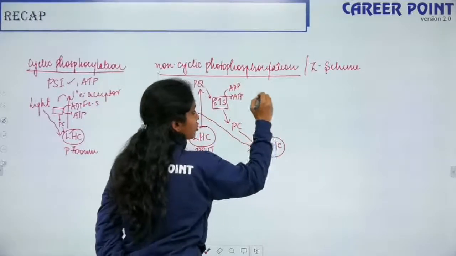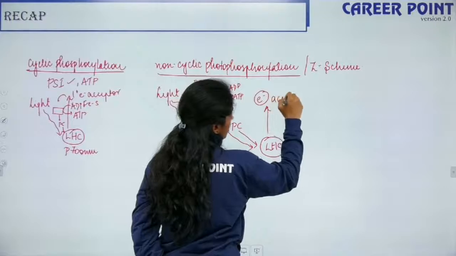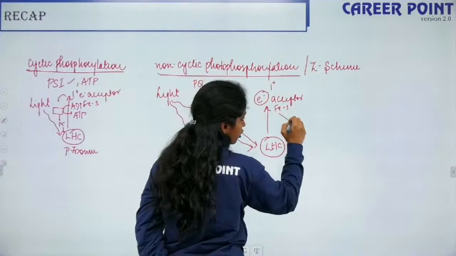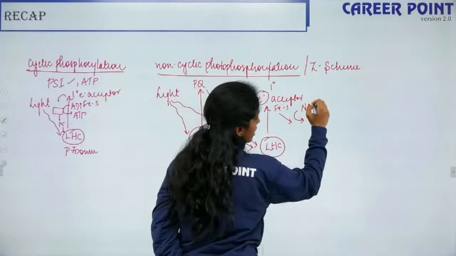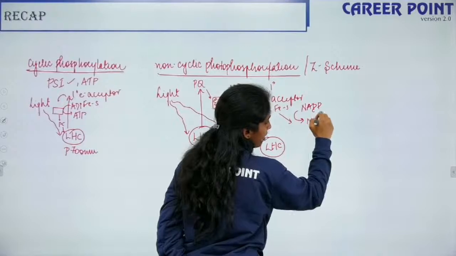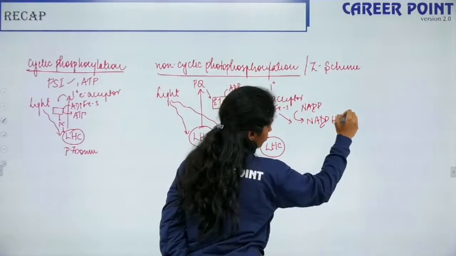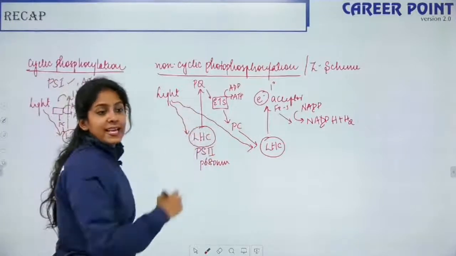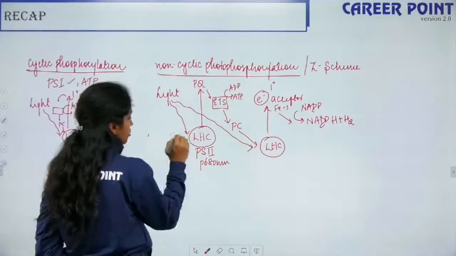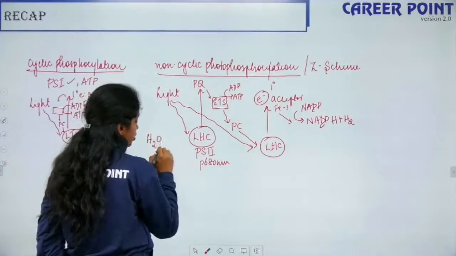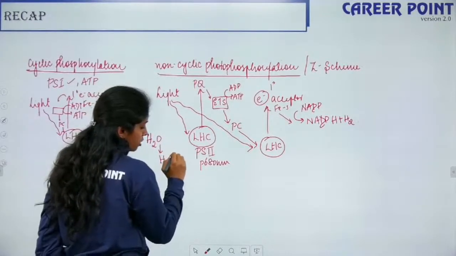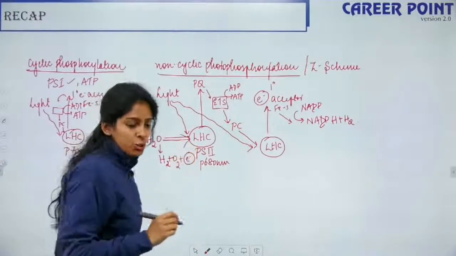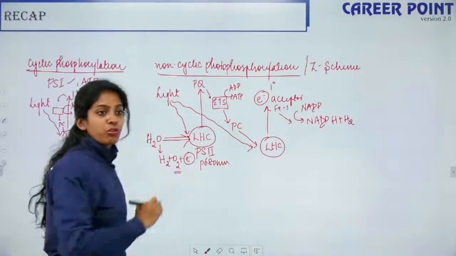Here again the electrons will be accepted. The primary electron acceptor will be the iron sulfur complex. The electrons will move downhill, and as they move downhill, NADP will be reduced to NADPH plus H plus. So this is your Z scheme. Now to replenish the electrons that are getting excited here, you have the splitting of water molecules. Water is split into its constituents, H plus, O2, plus electrons. Water splitting is closely associated with PS2, and this oxygen is the byproduct of photosynthesis.